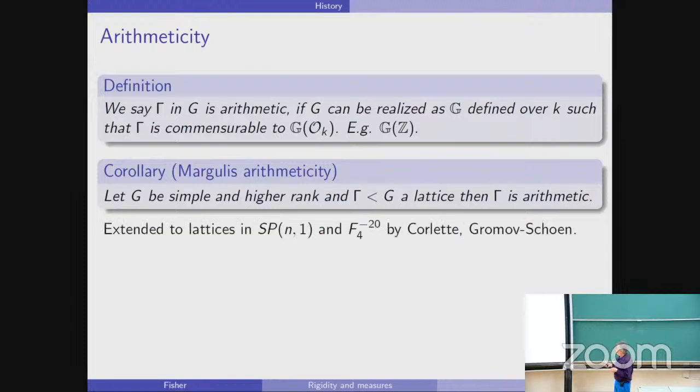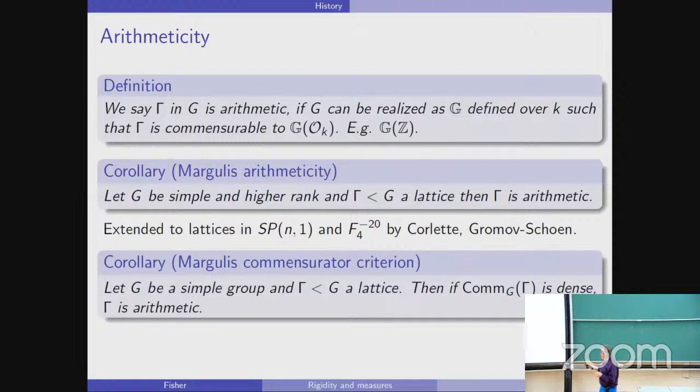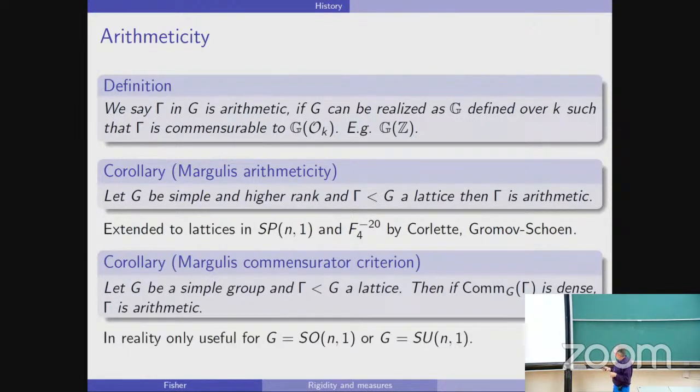This arithmeticity theorem, and versions of the superrigidity theorem, were extended to these two rank 1 groups by Corlette and Gromov-Schoen, but that's fairly far from my topic here, so I'm going to skip it. I'm also just going to mention, though I don't think I will read it because I'm already running behind on time, that there is a variant on this of Margulis's that does work for the remaining Lie groups and gives you some kind of criteria in terms of commensurators for when a lattice is arithmetic.